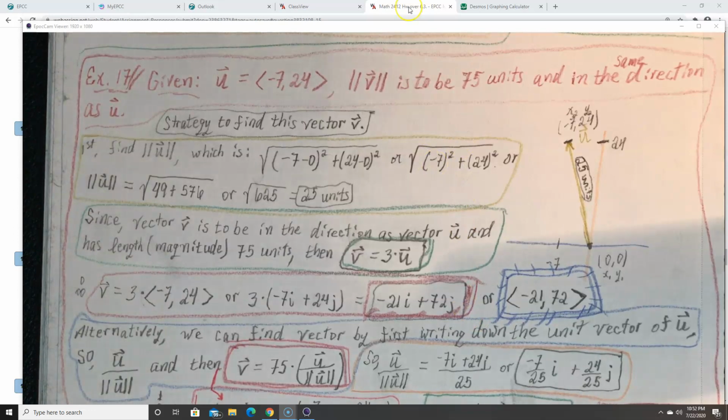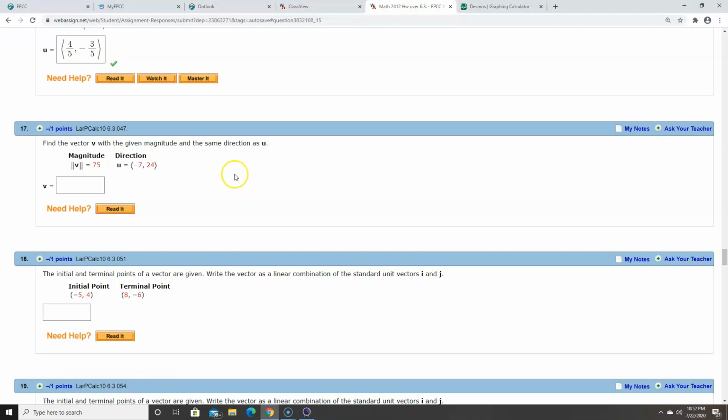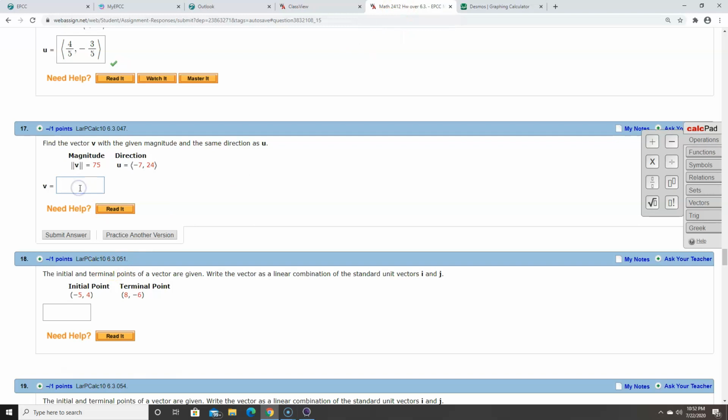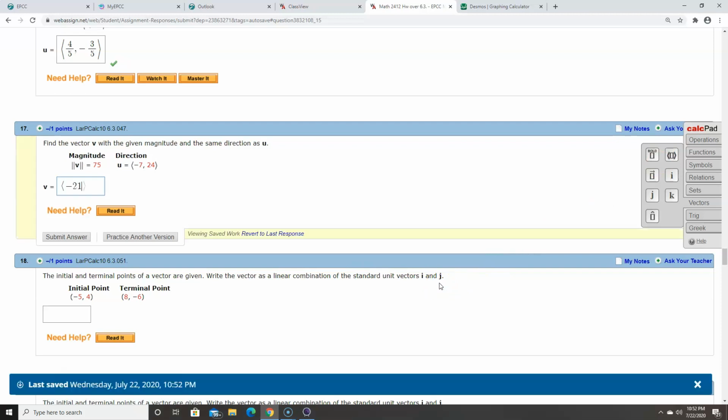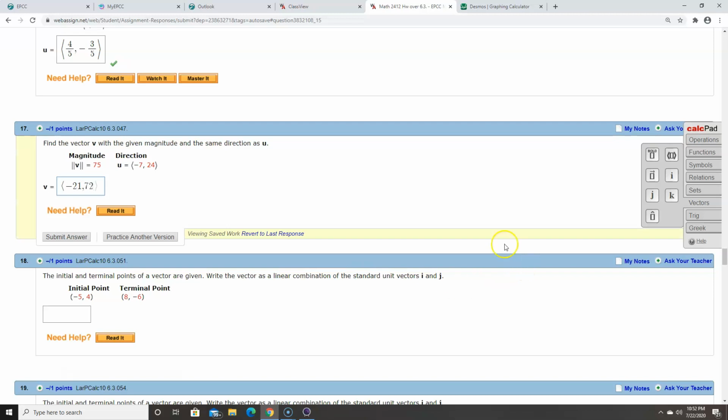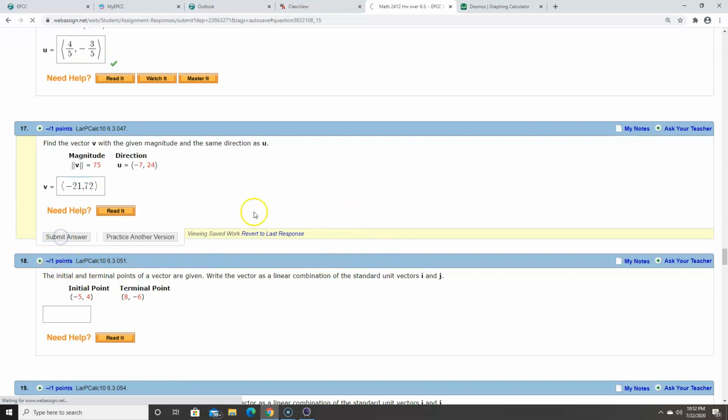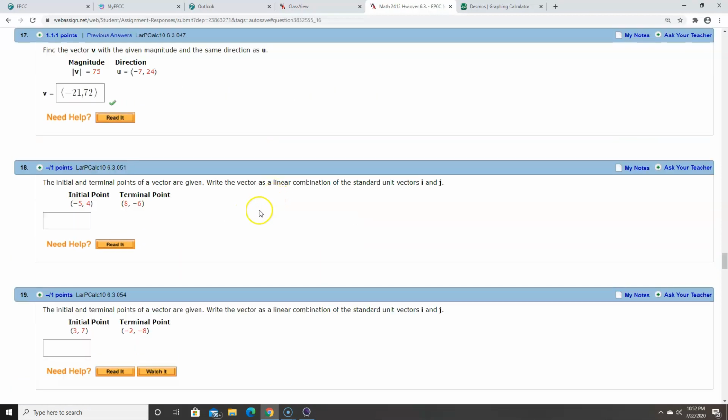If we go to WebAssign, and we write either way, I'll put it in component form this time. Open vector bracket, negative 21, comma, 72. And hopefully we're correct. And there we go.